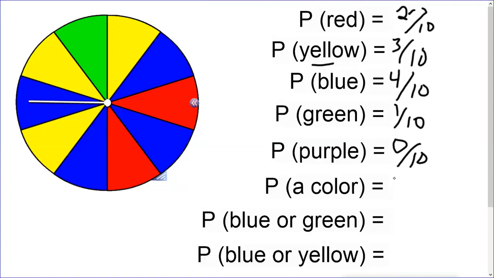How about the probability of spinning a color? Well, they're all colors. So if the desired outcome is to spin a color, that's 10. It's 10 out of 10. It has to happen. The probability is 1. It's 10 out of 10, or 100%.